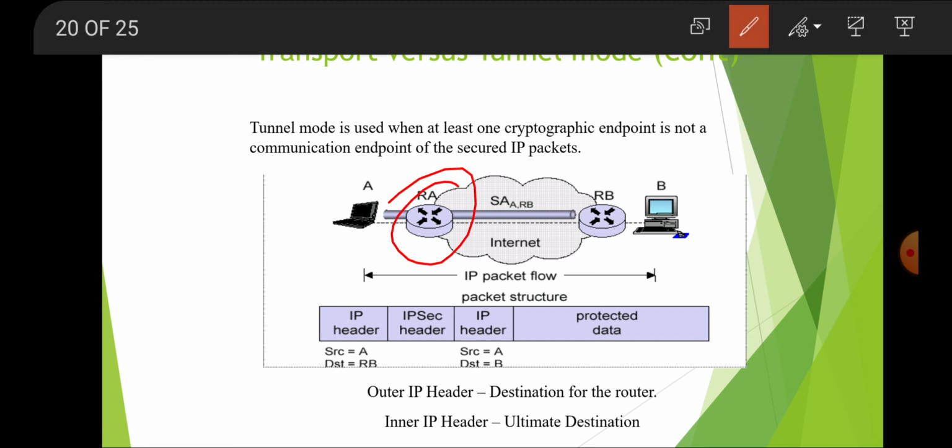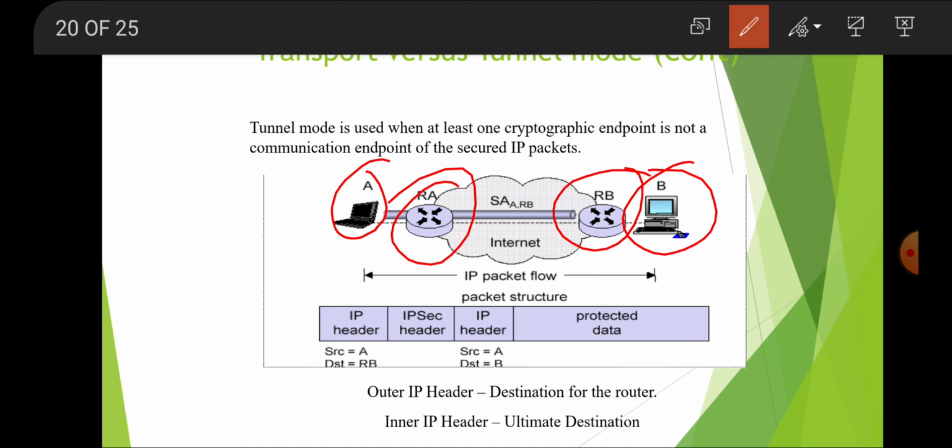RA and RB are the routers. These two routers are the cryptographic endpoints. They should not be the communication endpoints. Whatever the communication endpoints are, A and B, these are the communication endpoints. So the source is A and the destination is RB.